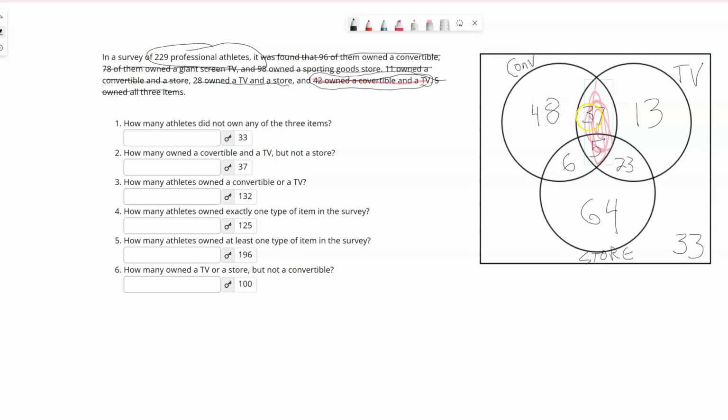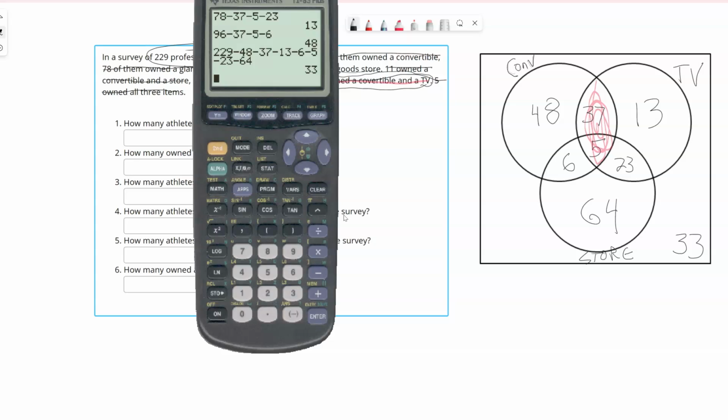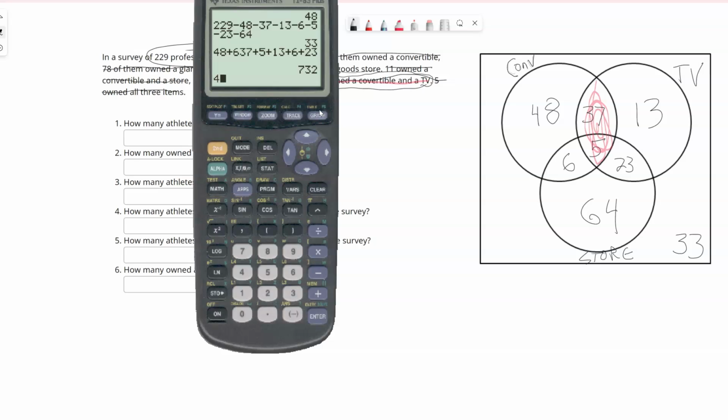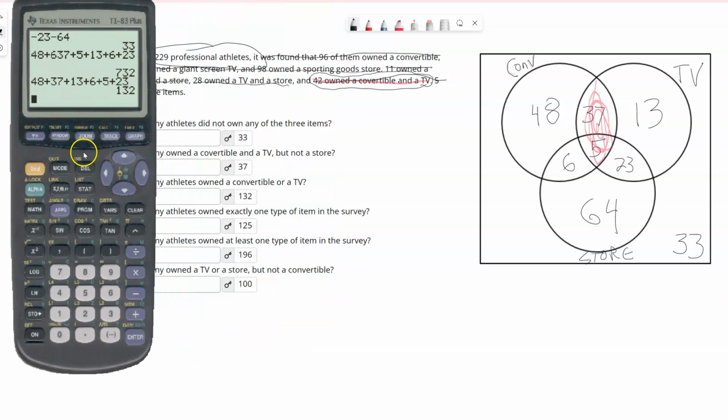Owned a convertible or a TV? That would be everyone combined. That would be these 6 numbers added together that are within the convertible or TV. Don't double add the ones that had them both. 48 plus 37 plus 13 plus 6 plus 5 plus 23, 132. Let's verify. 48 plus 37 plus 5 plus 13 plus 6 plus 23. I obviously messed up. Let's try that again. 48 plus 37 plus 13, 6 plus 5 plus 23. There we go. There's the 132.